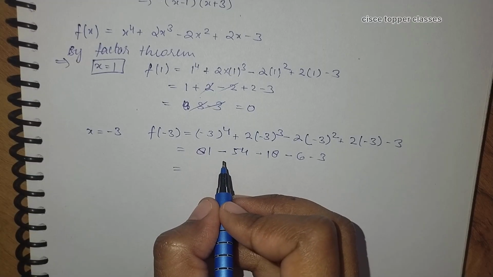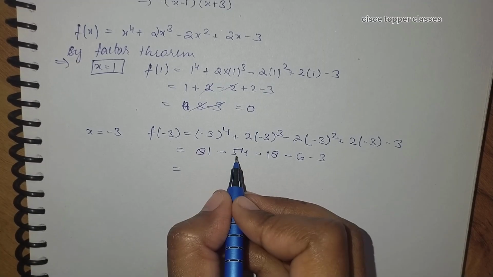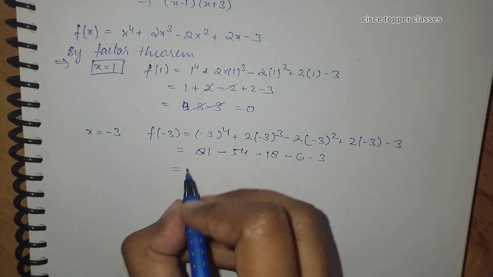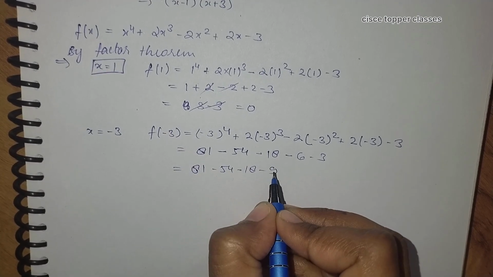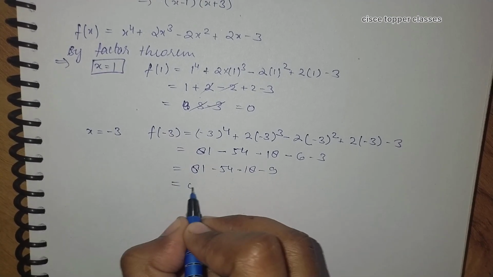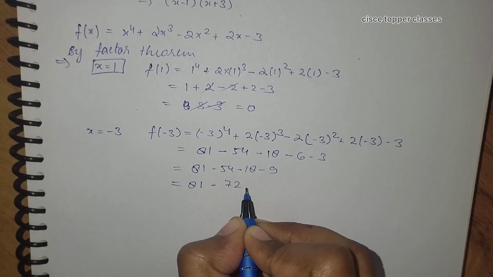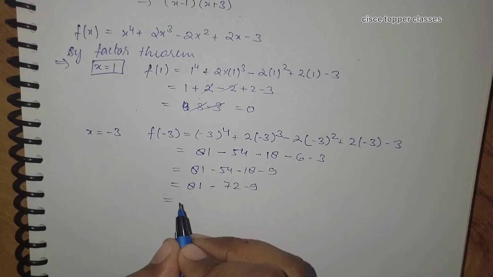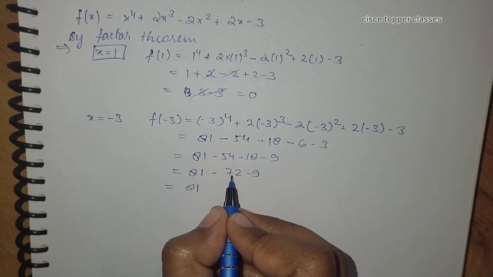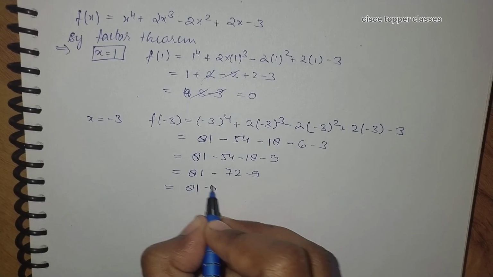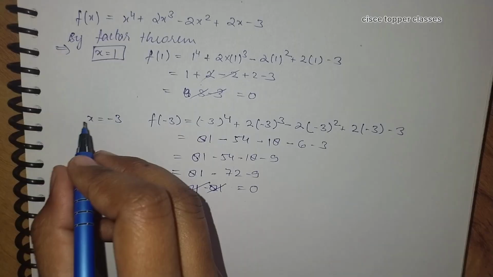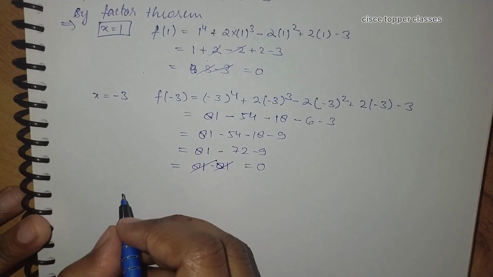Solving this part, it will become 81 minus 54. Firstly, we will add this part. So 81 minus 54 minus 18 minus 9, and adding this part, it will become 81 minus 72 minus 9 here, because minus minus will be added and we will get 81 minus 9, again it will be added, so that will become 81 only, minus 81. Hence this will cancel out, means x plus 3 is also a factor.